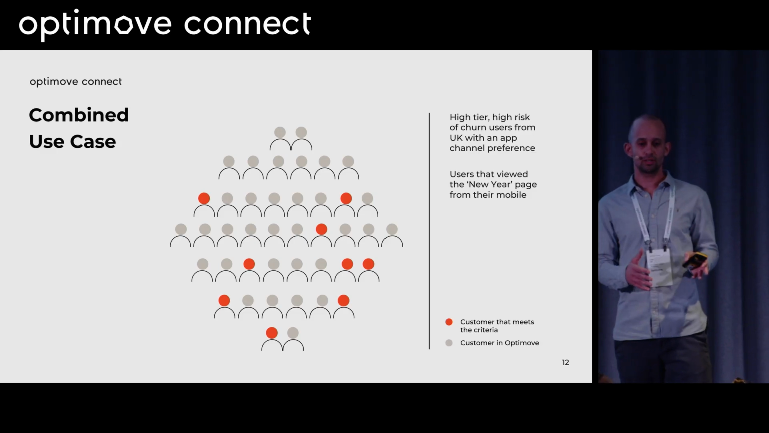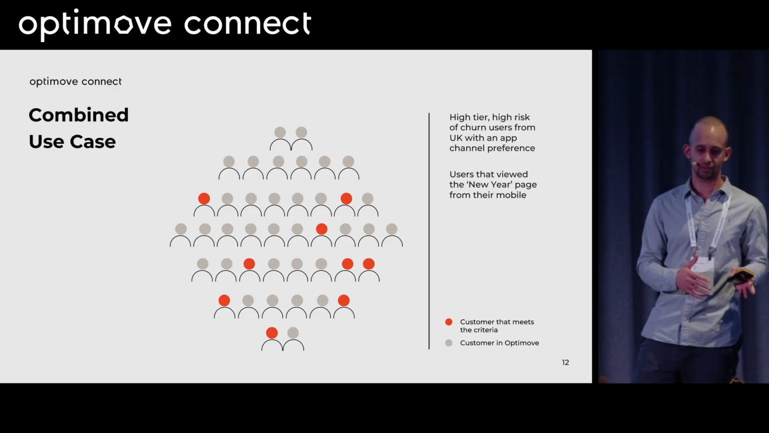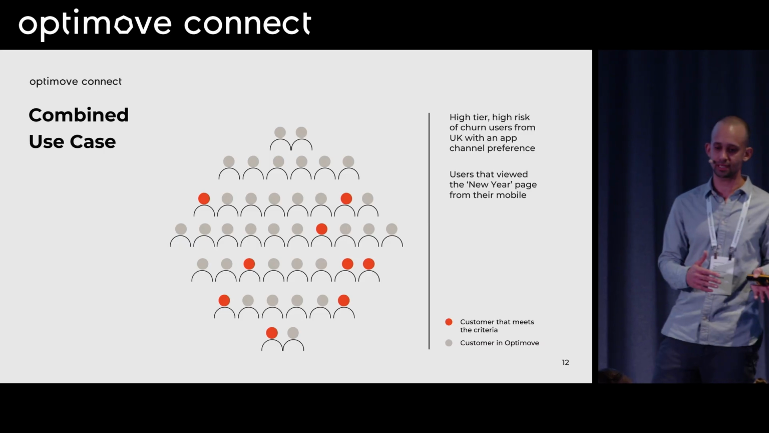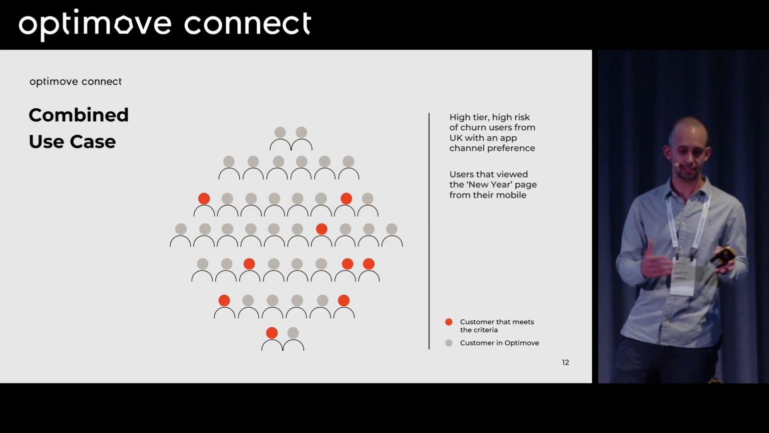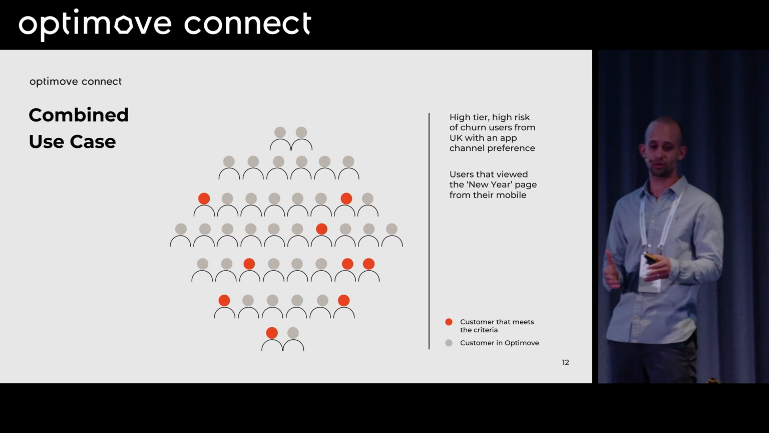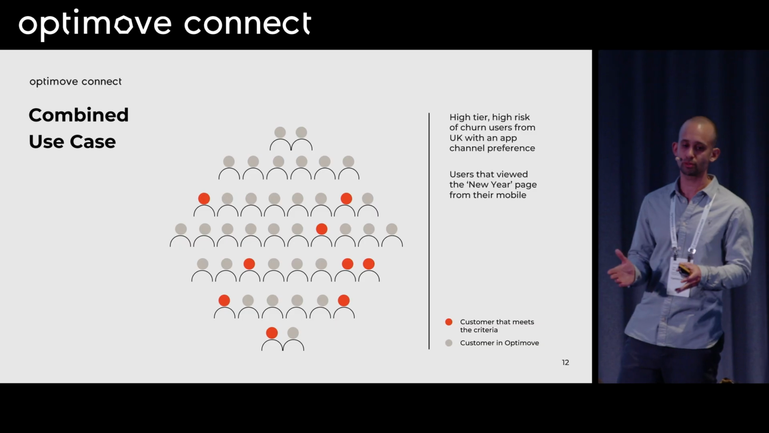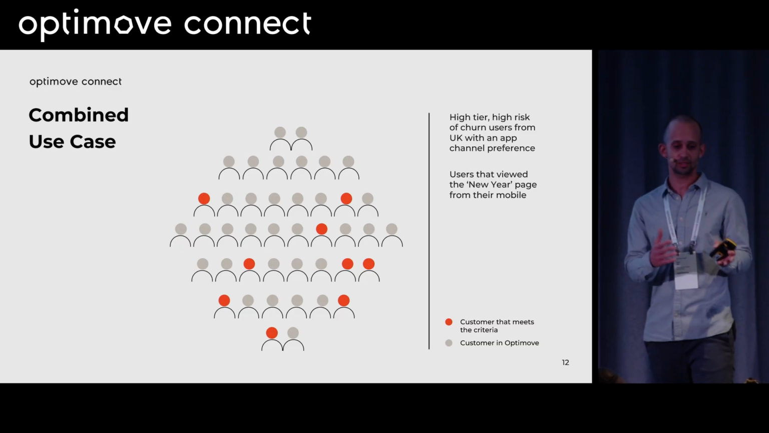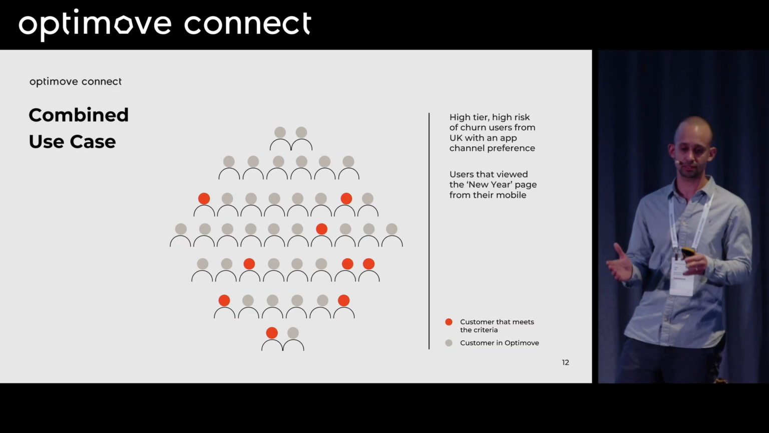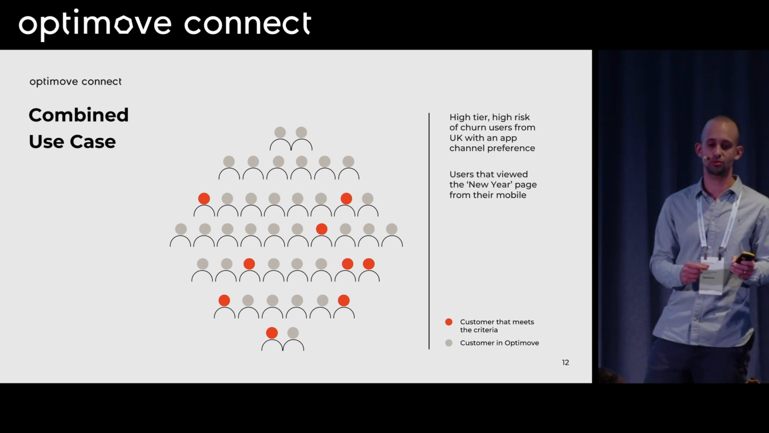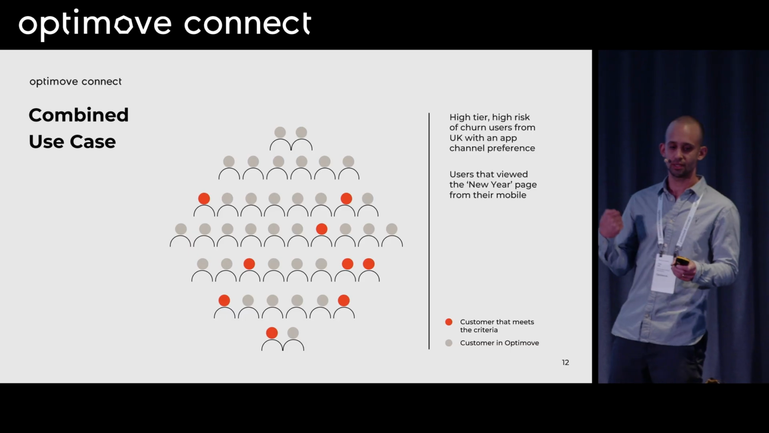Now, we're looking at this group of high-tier customers that are at high risk of churn. All of a sudden, they show interest in something, a specific page. You want to act upon sending them something with the right marketing message at the right time to lower the risk of churn. Now, this combination allows us to increase the customer engagement, keeping them steadily in the high-tier segment. So we want to act with the right message at the right time.